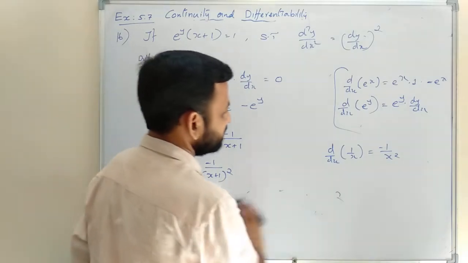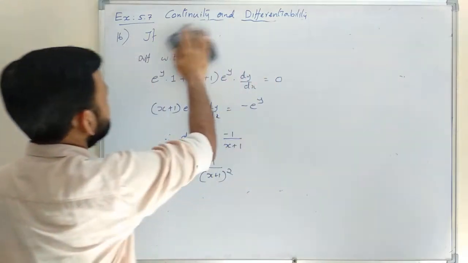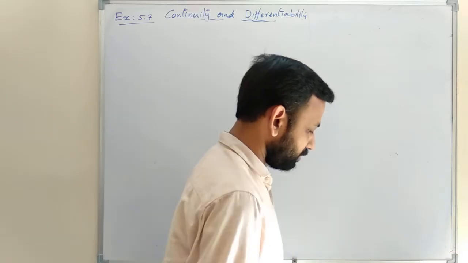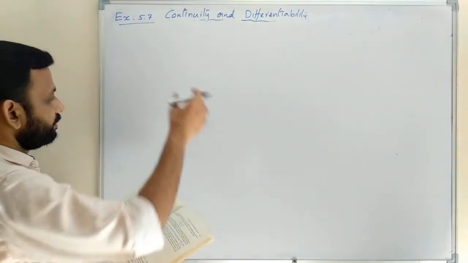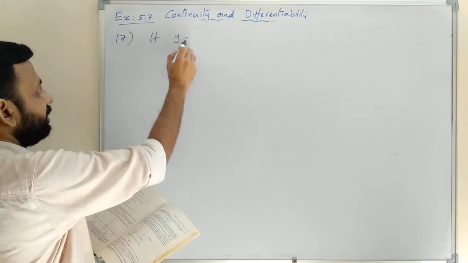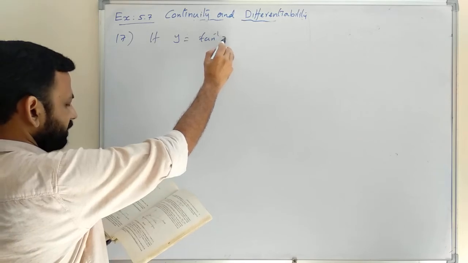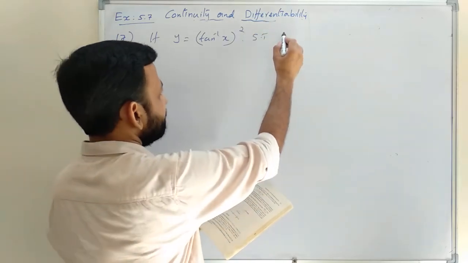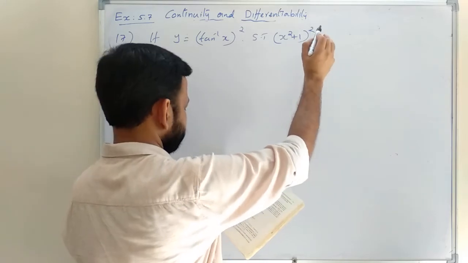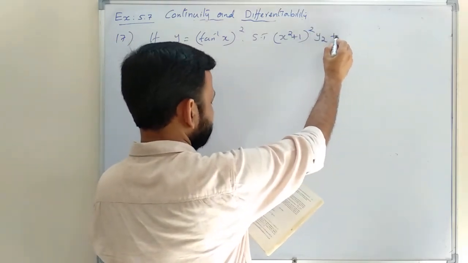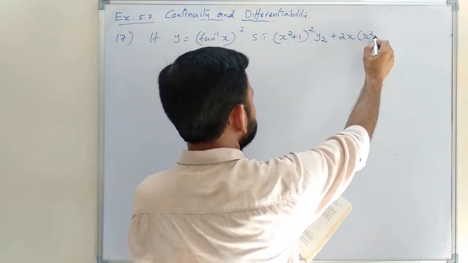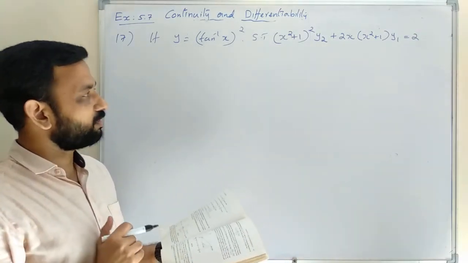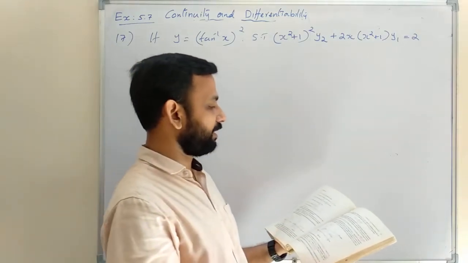Now we have one more question, question number 17. If y is equal to tan inverse x whole square, show that x square plus 1 whole square into y2 plus 2x into x square plus 1 into y1 equal to 2.